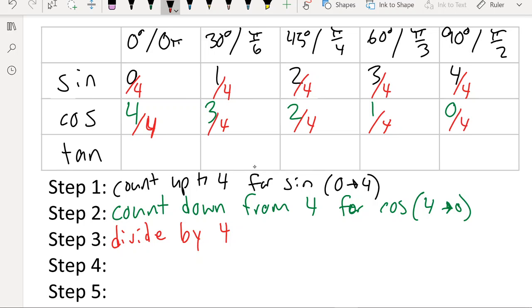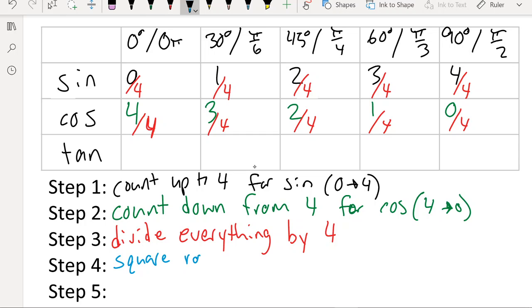I should say instead here, just to clarify, divide everything. Everything that we have so far, obviously, because we don't have any values for tangent, so there's nothing to divide by. Divide everything by 4. That's it. Now I'm going to do the last step, which is to square root everything.